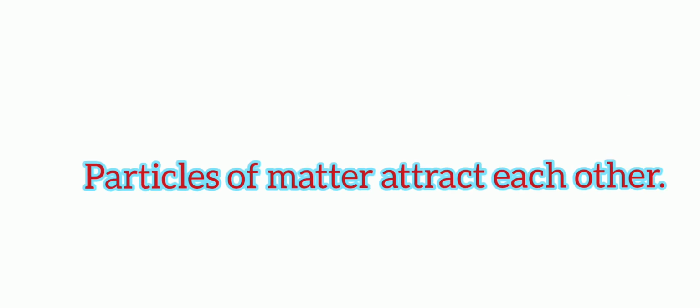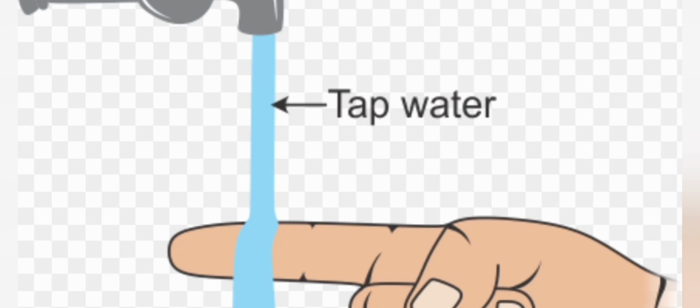Third characteristic is particles of matter attract each other. Open a water tap. Try breaking the stream of water with your finger. It breaks, but when the finger is removed, the stream of water is regained. We are not able to cut the stream of water with fingers, right? Because particles of water remain together as they attract each other. From this activity, let's conclude that particles of matter attract each other.